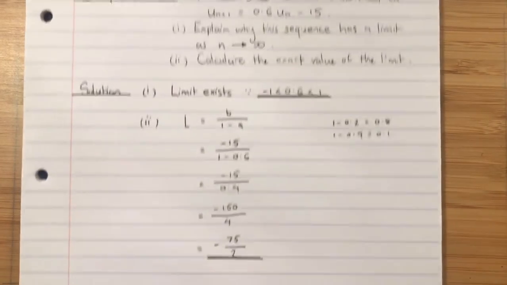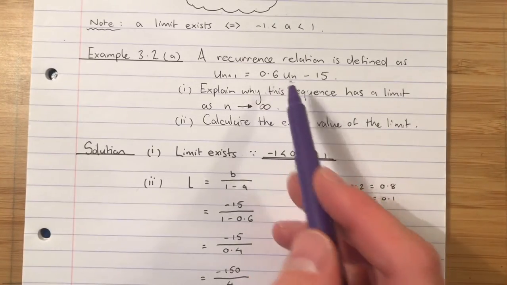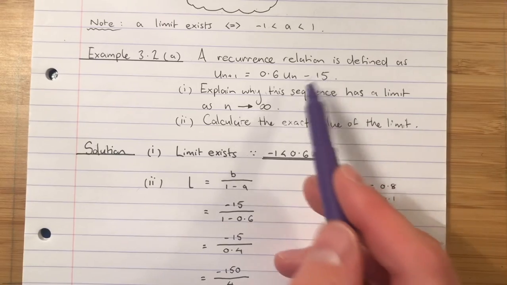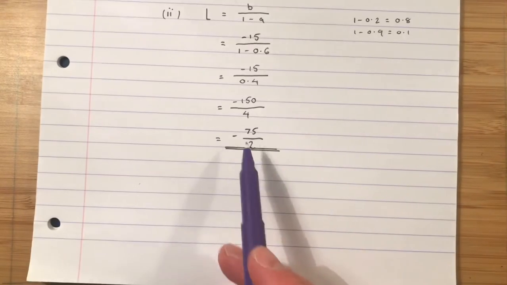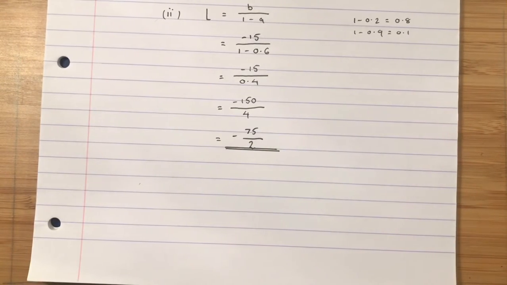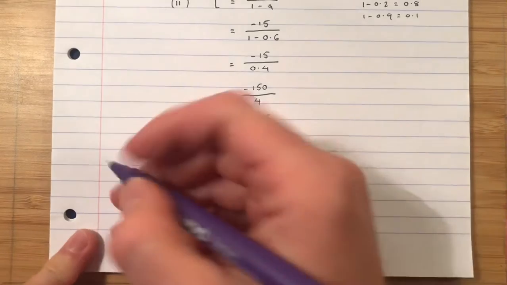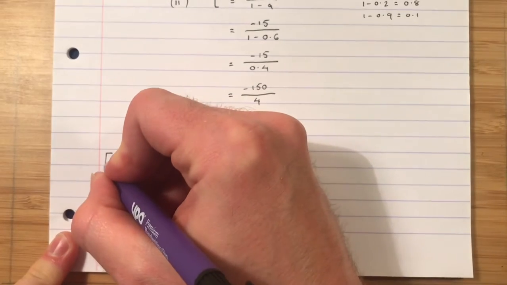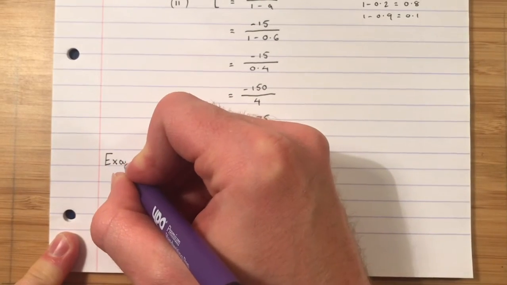So that's telling you, if you fired that into a calculator and you kept pressing equals, equals, equals for a million years, you would eventually get to negative 75 over 2, or so close to it that the difference would be imperceptible. Right, let's do a second example then. This will be a wee bit different, but it's a different way to think about limits.